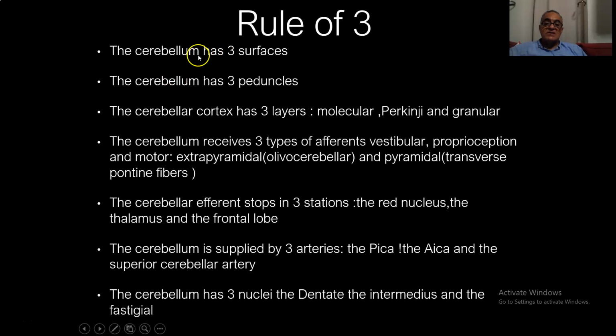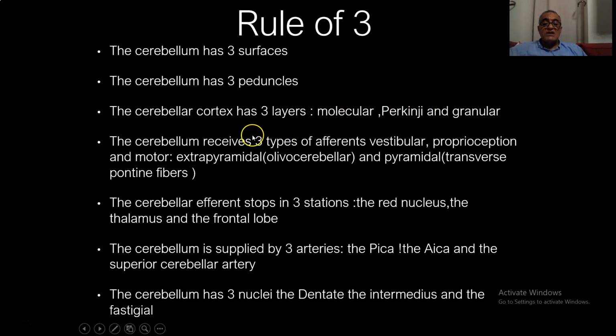The cerebellum has three peduncles: the inferior cerebellar peduncle, middle cerebellar peduncle, and superior cerebellar peduncle, from the medulla, from the pons, and from the midbrain. The cerebellar cortex has three layers: the molecular layer, Purkinje layer, and granular layer.